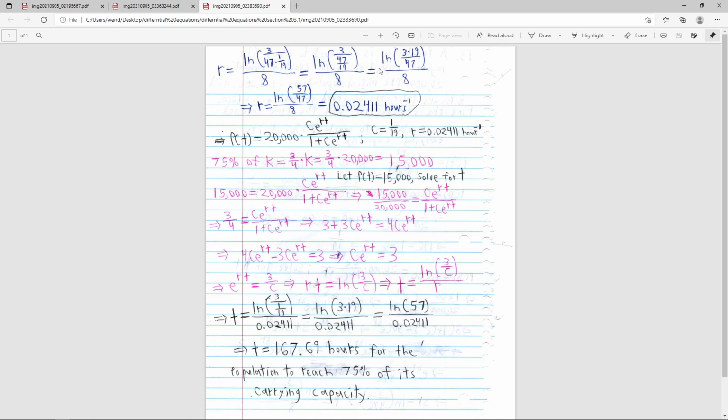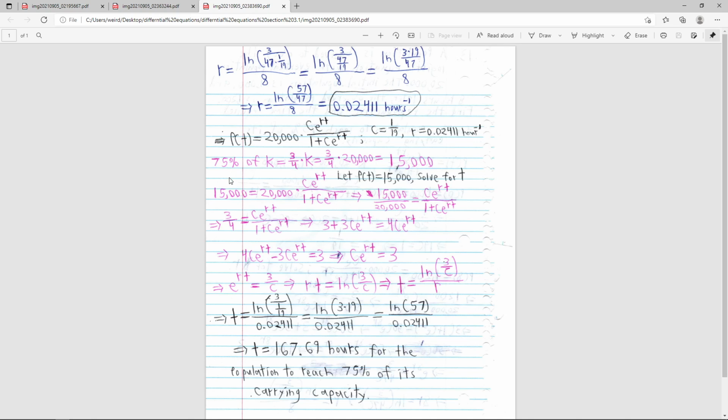We still have other things as before. You can do all this by hand up to the point when you have to take the natural log. That's why I show it sometimes. So 3 divided by 47/19 is equivalent to 3 times 19 divided by 47, so it's 57 divided by 47. You take the natural log of that, then divide by 8. You get 0.02411 reciprocal hours, so it's per hour. So P of t is equal to that, and we have C equals 1/19, then r equals 0.02411 hours^-1.